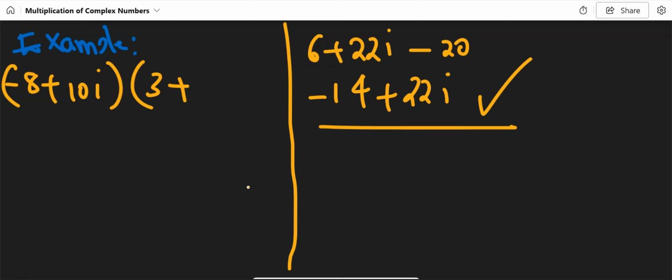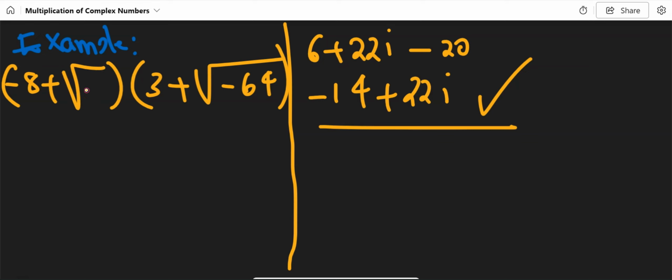So plus root 64, negative root 64. Or let me make it better. Let it look better. So plus negative 64. Then perhaps they can give you also, let me change this one as well. You can get something better, so that at least we test ourselves. Negative 100.